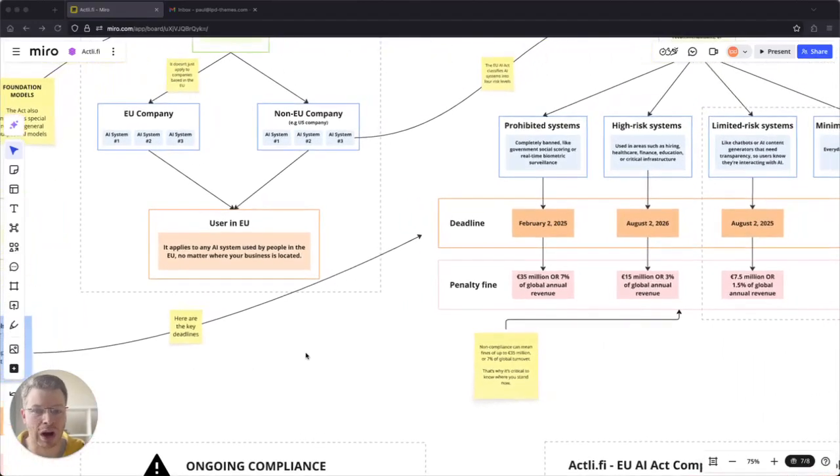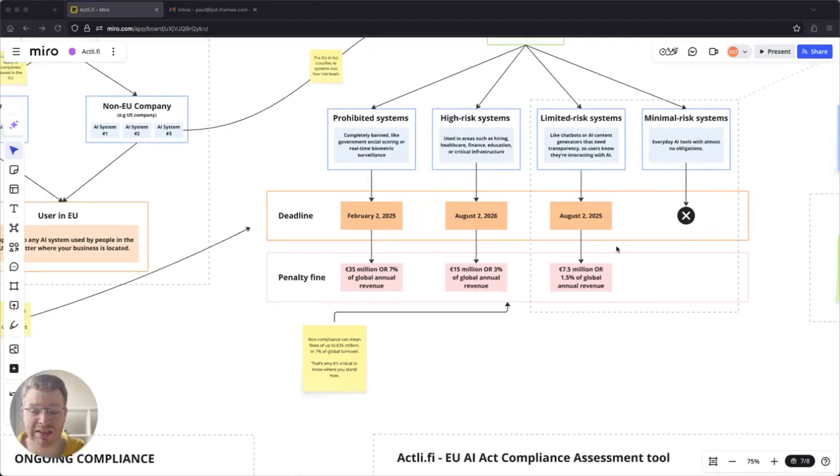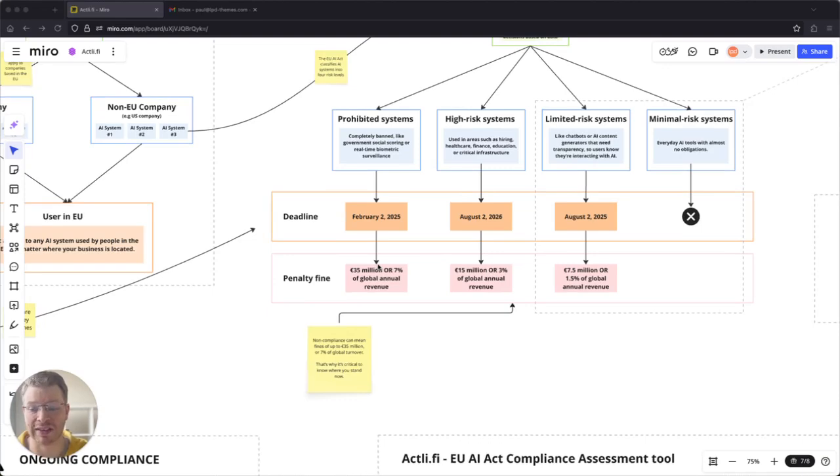Now let's come back to our systems and speak shortly about deadlines. Prohibited systems have a deadline of February 2nd. High risk systems have a deadline of August 2nd, 2026. And limited risk systems have a deadline of August 2nd, 2025. Non-compliance means fines up to 35 million or 7% of global turnover. That is why it's so critical to know where you stand now.